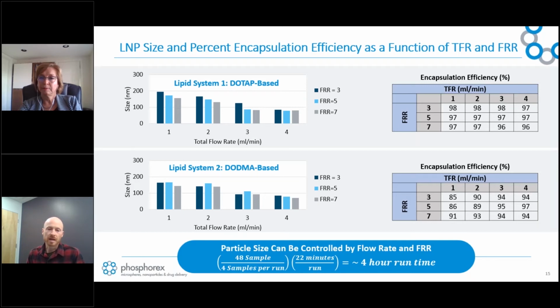So as you can see on the right-hand side, by just adjusting our total flow rate, we're able to target LNPs in the size range of, say, 80 nanometers up to 200 nanometers. But when it comes to encapsulation efficiency, as determined by RiboGreen, you'll note that with the DOTAP-based system, we were essentially at 96% or greater encapsulation efficiency across the board. But for DODMA, we needed to optimize the flow rate ratio and/or the total flow rate to achieve encapsulation efficiency of, say, 90% or greater. But again, this highlights, using the ANP system, how we can quickly scan the space and identify appropriate processing parameters to move forward with.